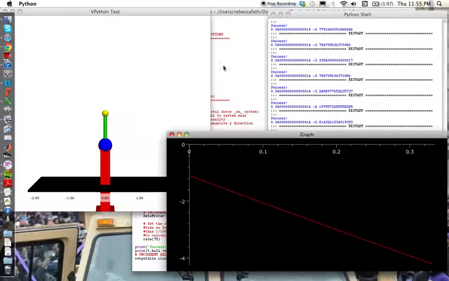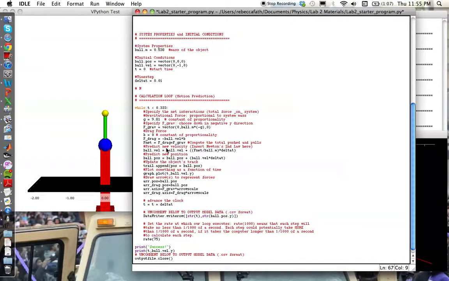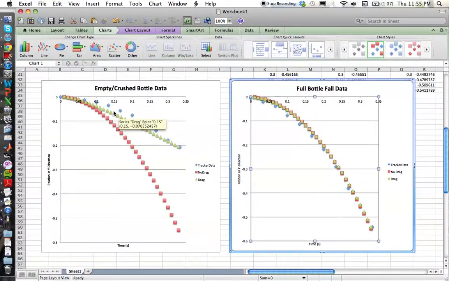When there's no drag force, we set this equal to 0. That means that the force of drag will also equal 0 because it's times this constant, and we only have gravitational force. However, when looking at our data, we can see the red line being the no drag, that this cannot always be used because obviously the data points are very different for our tracker data, and that's because we have to include the force of drag.